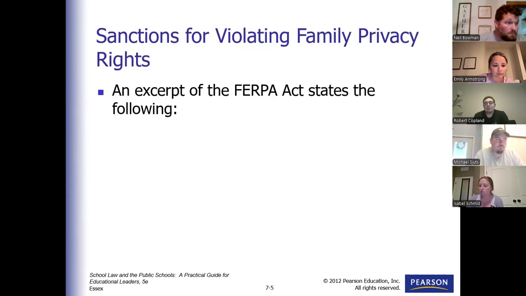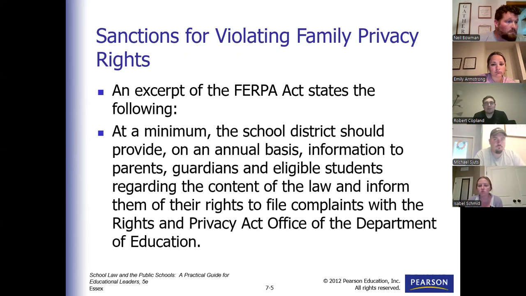All right. So when talking about FERPA and student rights and family rights, you do have to talk about the sanctions for violating family privacy rights. So there's a lot of things you have to do as an administrator, in a school, to make sure that you're not violating anybody's privacy. So one of the excerpts of FERPA basically says that at a minimum, the school district needs to provide on an annual basis information to parents and guardians and students regarding the content of the law and inform them of the right to file complaints with the Privacy Act Office of the Department of Education. So basically, you need to let your families know what records you have and how you use them.